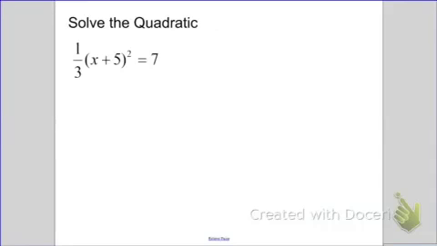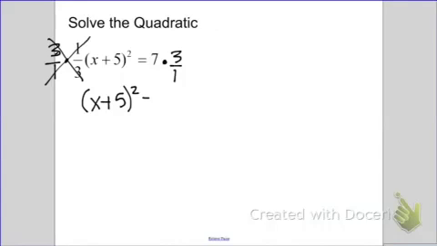Let's try that one more time for another problem. This time I have a fraction in front, so the way to get rid of a fraction is to multiply by its reciprocal, 3 over 1. Multiply by 3 over 1. My fractions are gone. Rewrite x plus 5 squared is equal to 7 times 3 is 21. 21 divided by 1 is still 21.